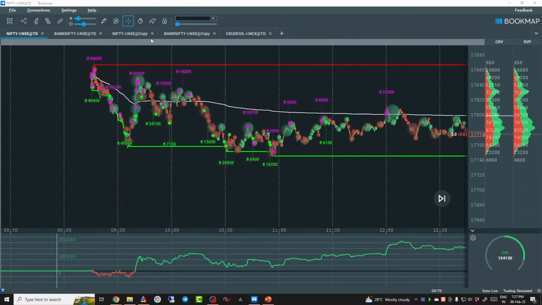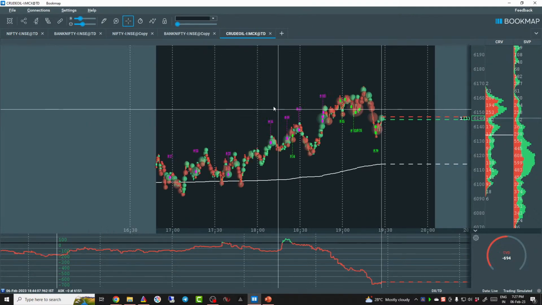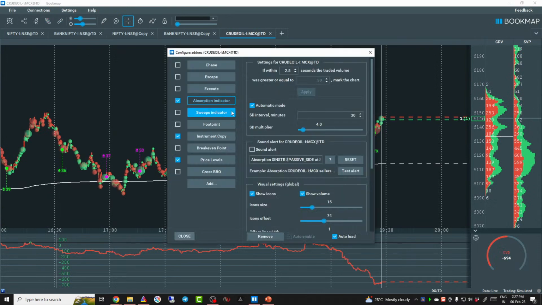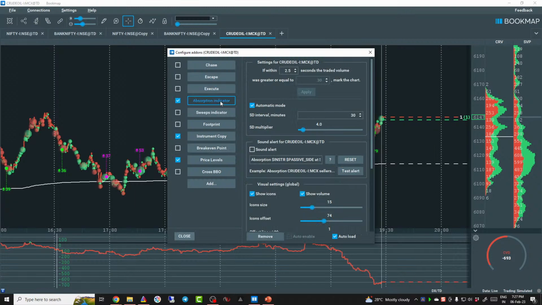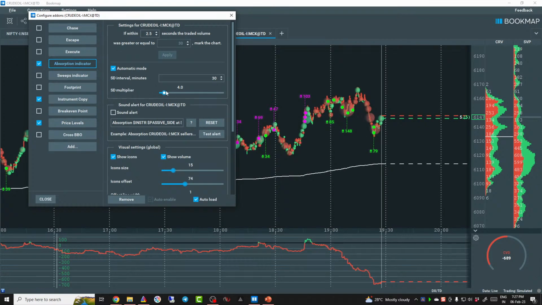Let's check out the crude oil. In that particular case, the absorption indicator is presently in automatic mode. 4 I am presently using for crude oil. I am not a crude oil person, but presently it is live. That's why I am taking it as an example.